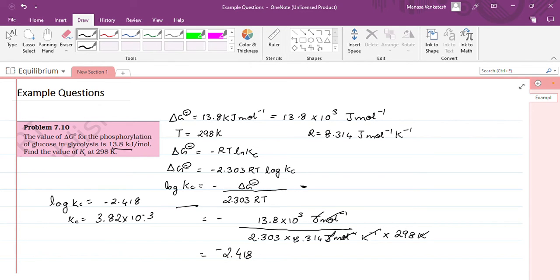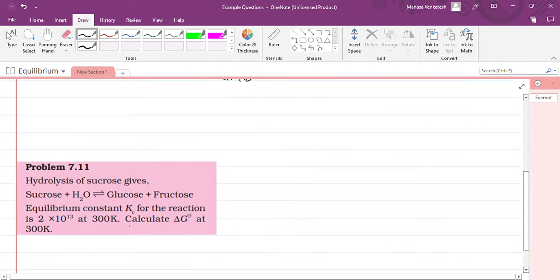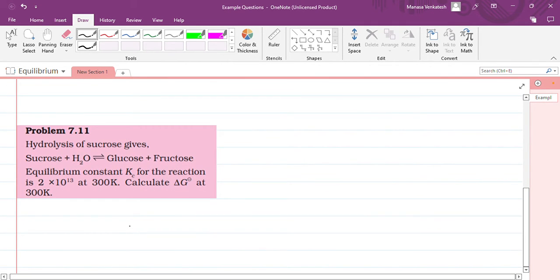And I'm assuming you know how to take the log and anti-log, because it's actually pretty important and highly useful when you have to solve problems like these. Let's go to the next question. Question 7.11.